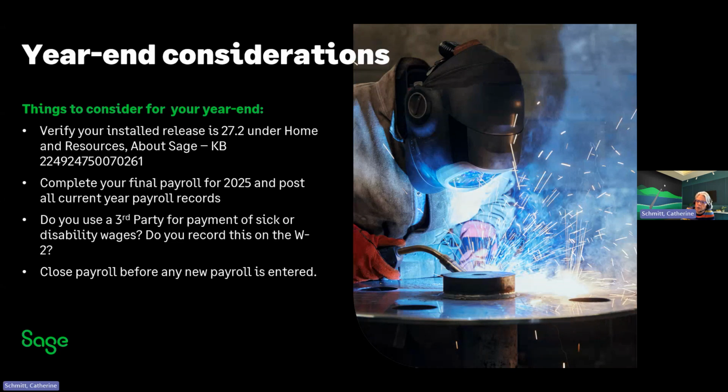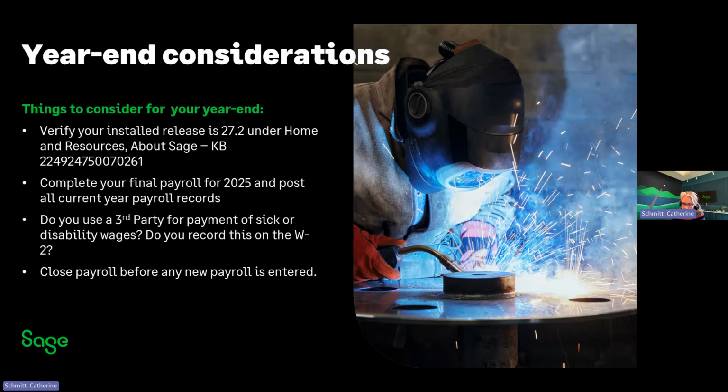In order to do your year end, things to consider are, have you installed your most recent release, which at this time is 27.2. We will have the new one later on, but we do want you to have the most recent one before. You should have completed all your final payroll for 25 and posted. If you've done any current payroll, we just want it to be in open status because we don't want anything for the new year included in that.